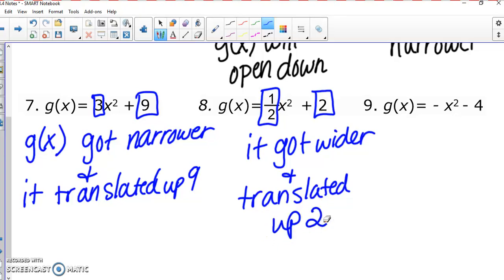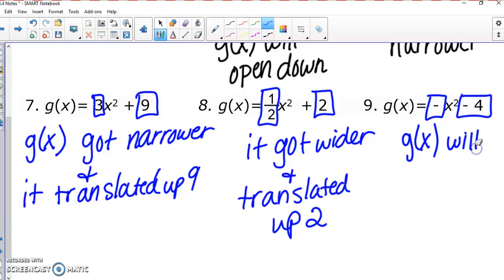Okay, and then the last one, we are going to look at this negative 1. Remember, that's an invisible 1 out in front there. And then this negative 4. So this time, since it went from 1 to negative 1, it didn't get wider or narrower or anything. The only thing that happened was that now it's going to open down. So we'll say g of x will open down as compared to up.